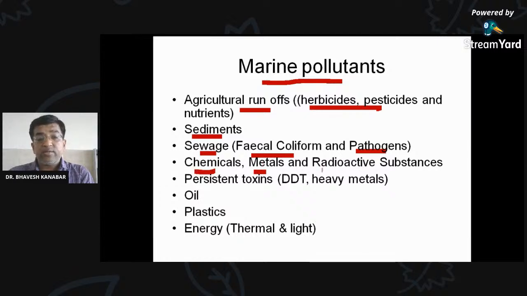Chemicals, heavy metals, radioactive substances, persistent toxins like DDT and heavy metals, oil itself, plastic. In case of oil, you may have read in the newspaper many times that there can be oil leakage from a large ship, from a large steamer. Plastic, then energy like thermal and light, can also cause marine pollution.